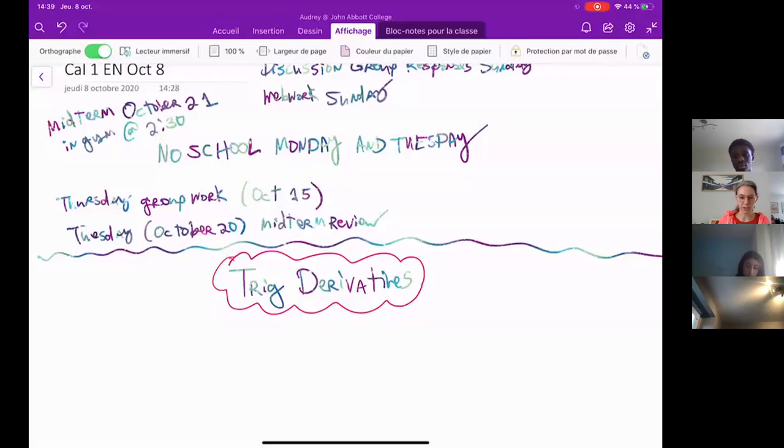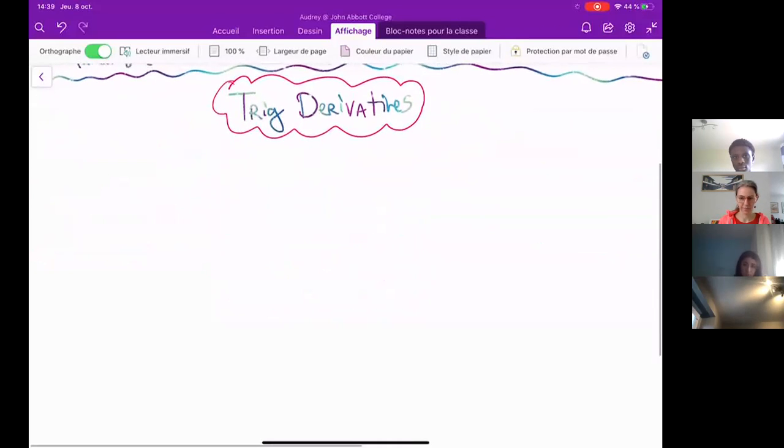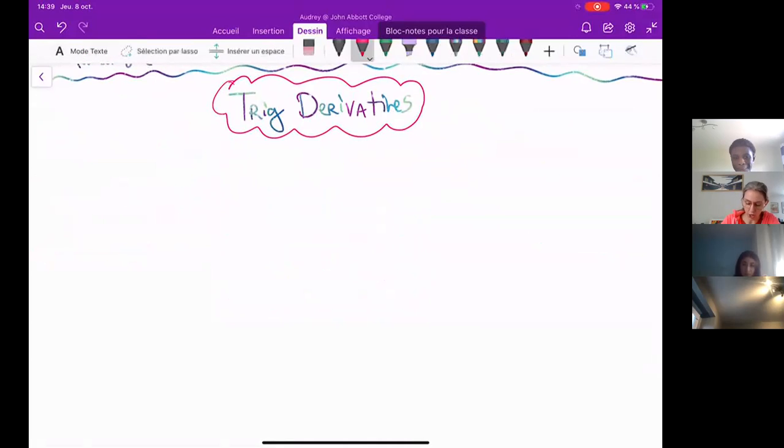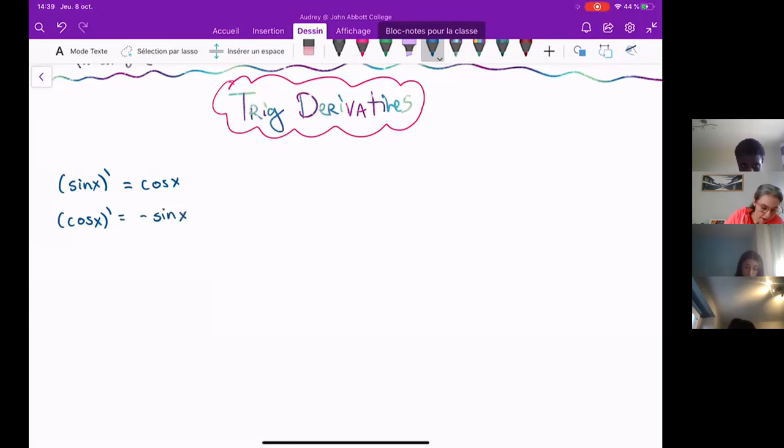So do you guys remember the trig functions? The trig functions, we're going to start with just two that I'm going to give you. So sine of x, the derivative of sine of x is cosine of x. And the derivative of cosine of x is negative sine of x.